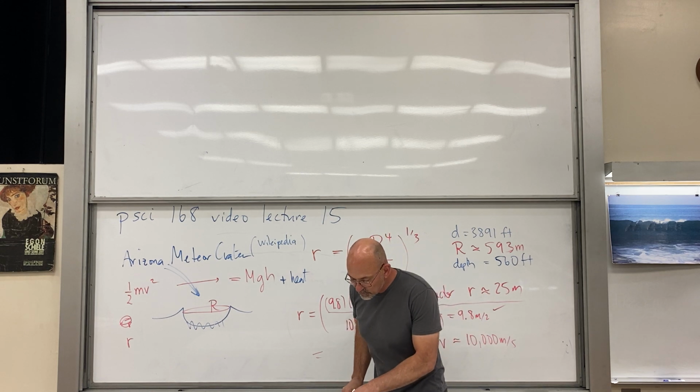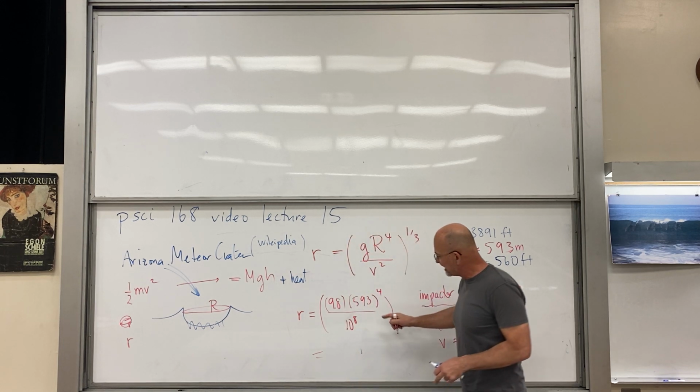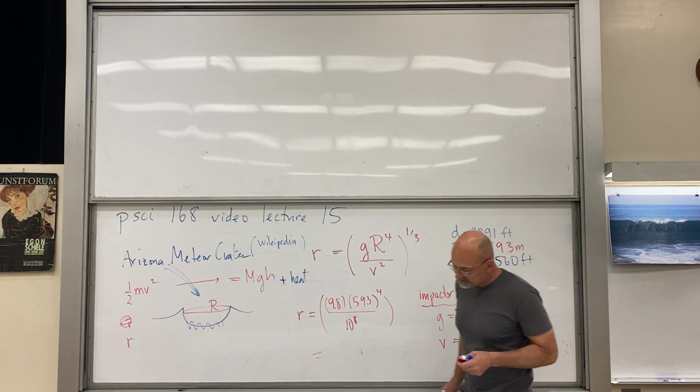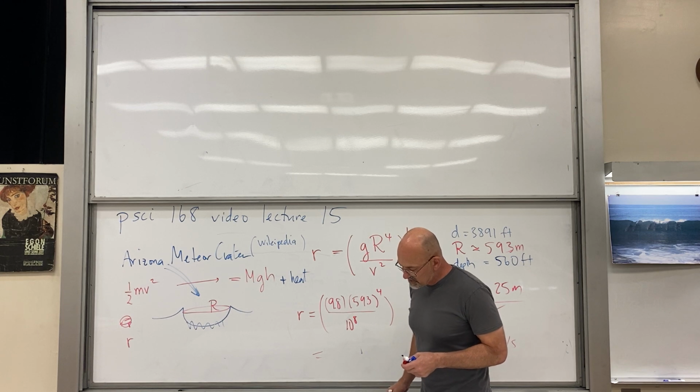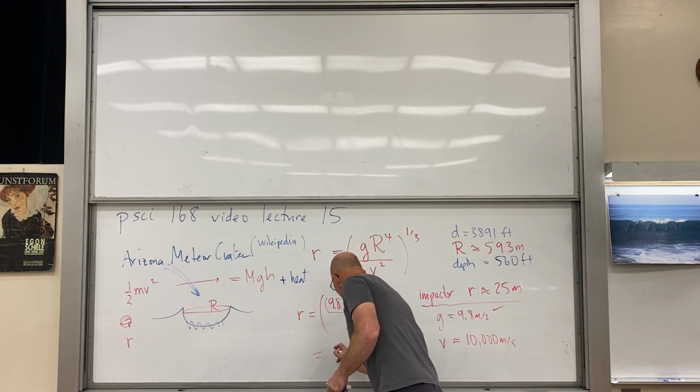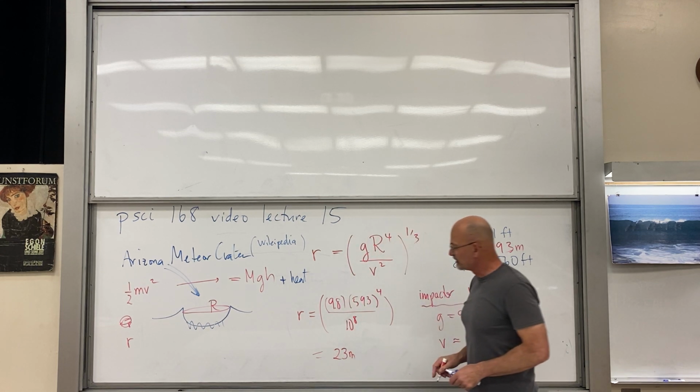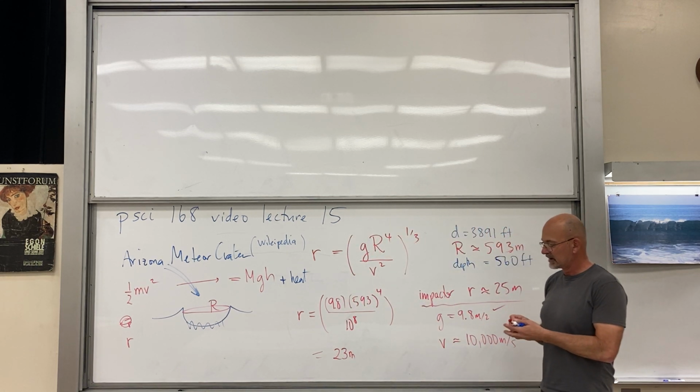And I have an intermediate one. I end up with 1.21 times 10 to the fourth. We get some good cancellations here. Okay. So I'll just write down what I end up with. I end up with 23 meters. That's much better than I would have expected.